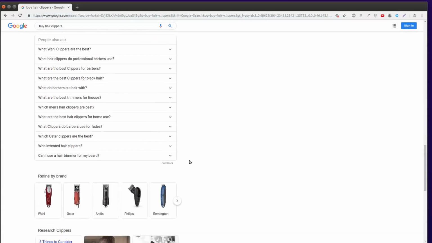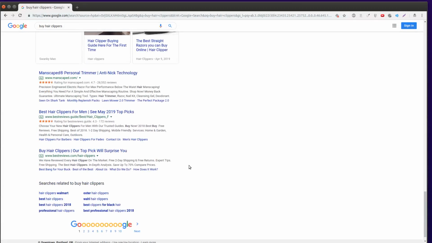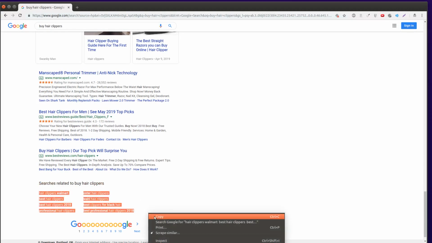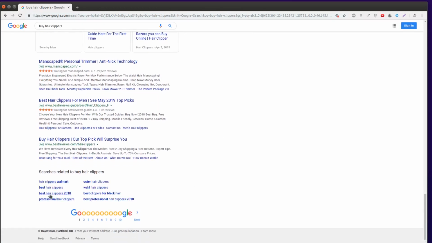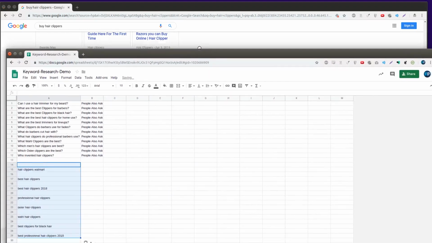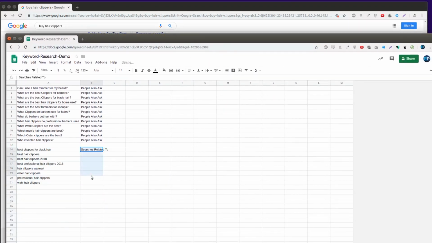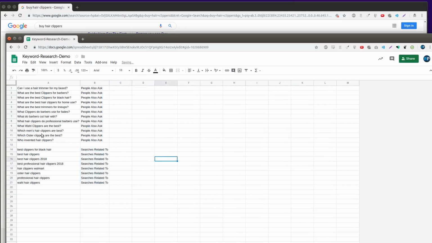The second place we can find some keywords pretty easily to start with on this page is down here in this searches related to section. So these are other searches that other people have put in, similarly to the questions, the only difference being that these are general searches rather than questions. And if we add these in here, the second column here is just for our own reference, you don't actually need to write that part down.